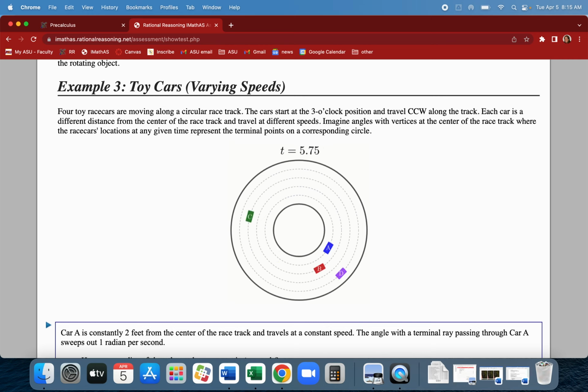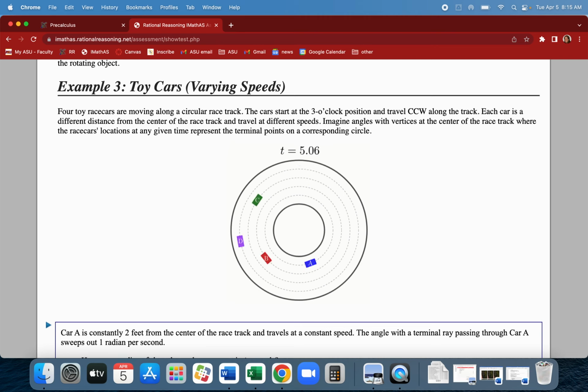Let me put it this way. If we have a constant speed given, and we know how much time has gone by, then we can calculate distance. And if we can calculate distance, we can calculate angle, and if we can calculate angle, we can calculate position. So it's one more step in this composition of functions.